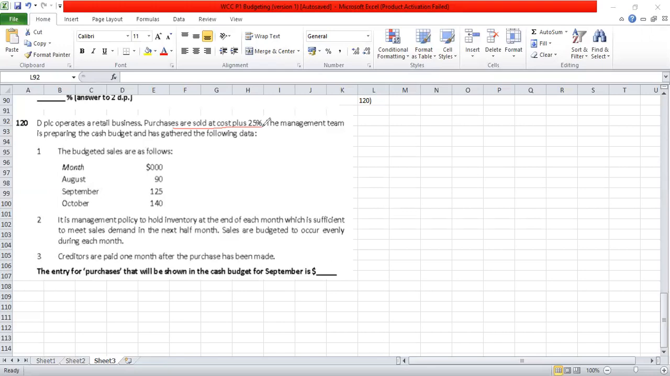Creditors are paid 1 month after the purchase has been made. We have to find out the amount paid, the entry for the purchases that will be shown in the cash budget. That is, the payment for purchases, the cash paid to the suppliers, is the entry we have to find out. First we have to find out what the purchases are. After we find the purchases, we look at the closing stock, which is also calculated. Then we arrive at how much cash was paid in each of the months.